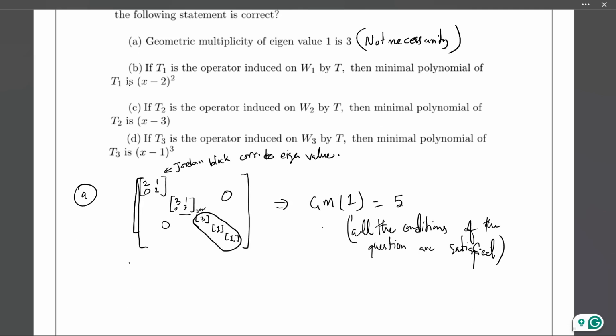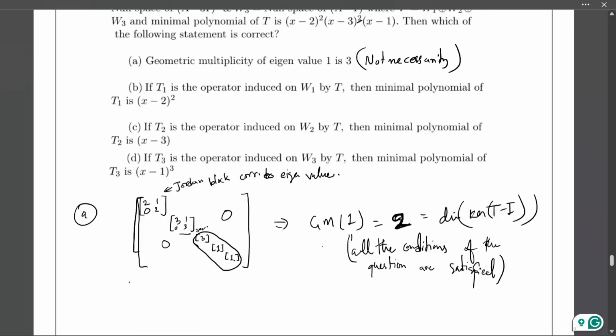Geometric multiplicity is nothing but 2, as this is the dimension of the kernel of T minus I. If you subtract 1 from the diagonal, you will get 5 non-zero entries in the diagonal. So the rank will be 5 and the kernel will be 2. Okay, so A fails.